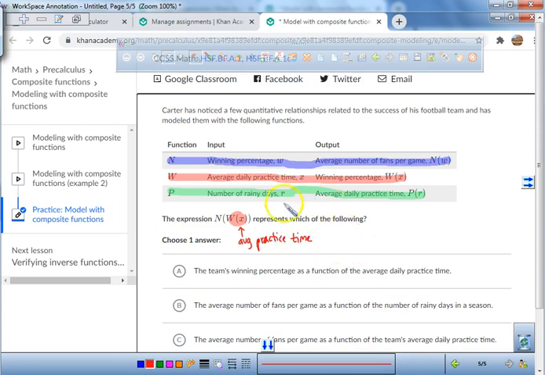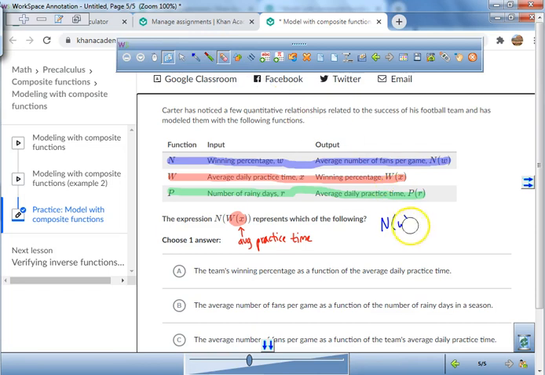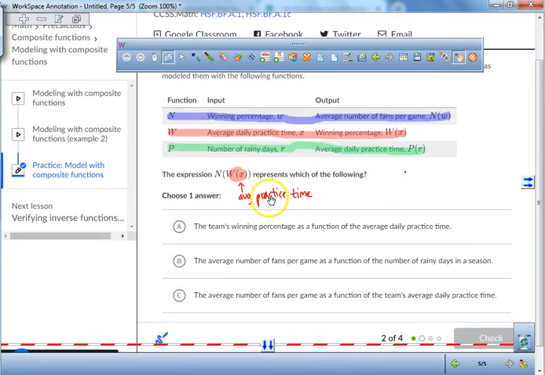All right? Now, let's think about this. Our average practice time goes with the winning percentage. And then the final winning percentage leads to the average number of fans per game. So what does n of w represent? N of w represents the average number of fans per game. So what was our original input? The average practice time ultimately leads to the number of fans that show up in the game.